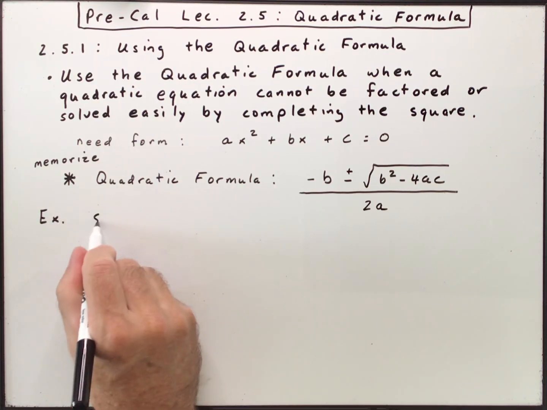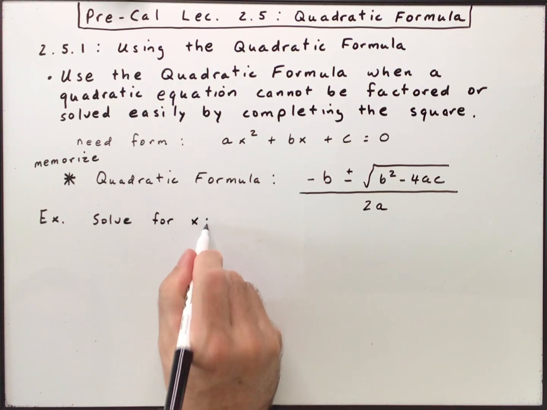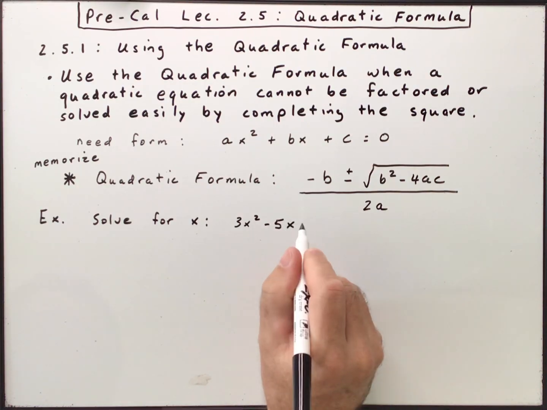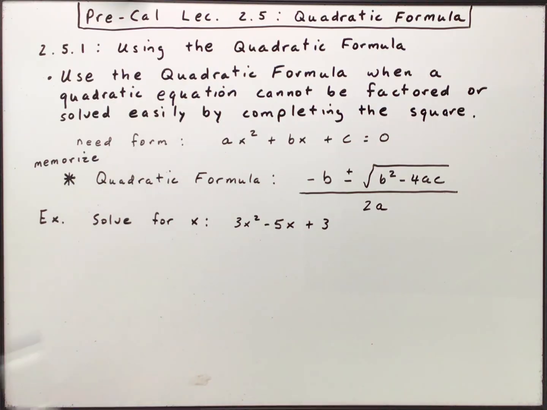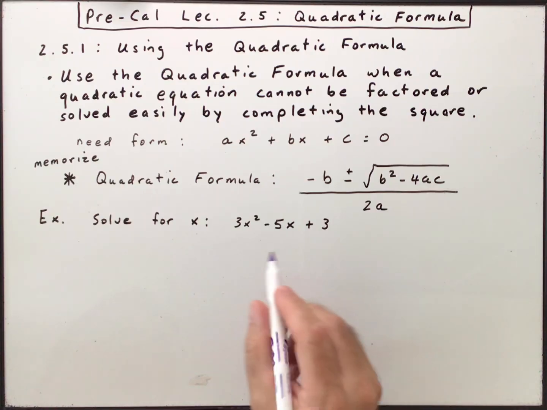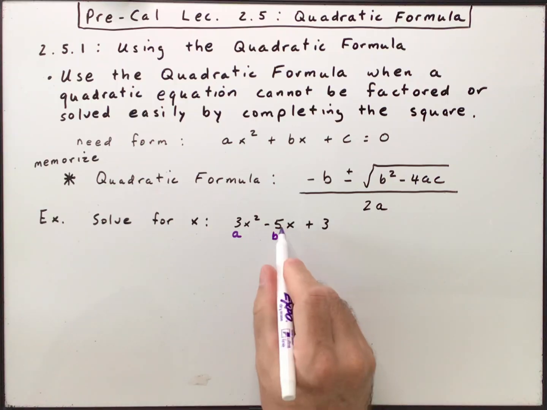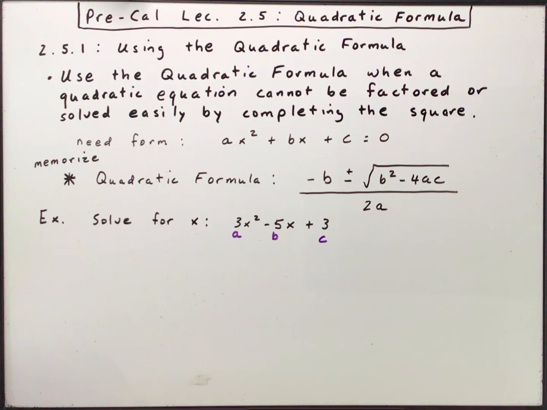Let's say we want to solve for x, and we have 3x squared minus 5x plus 3. All right, you try to factor it, can't do it. Completing the square is kind of a pain because you divide everything by 3, you end up with a fraction on the middle term, so it's just not worth the trouble. But a is 3, b is negative 5, and c also 3.